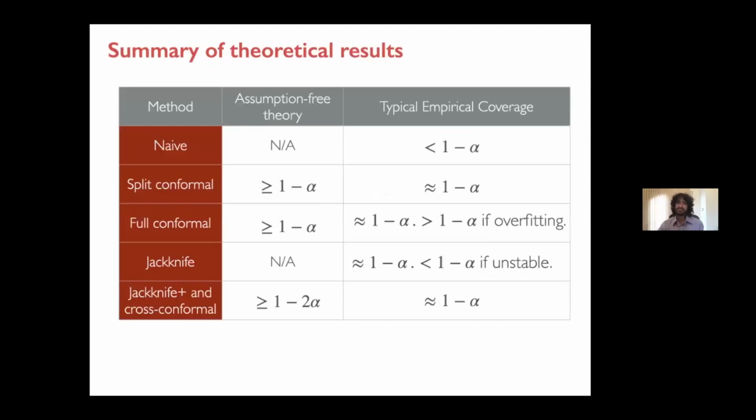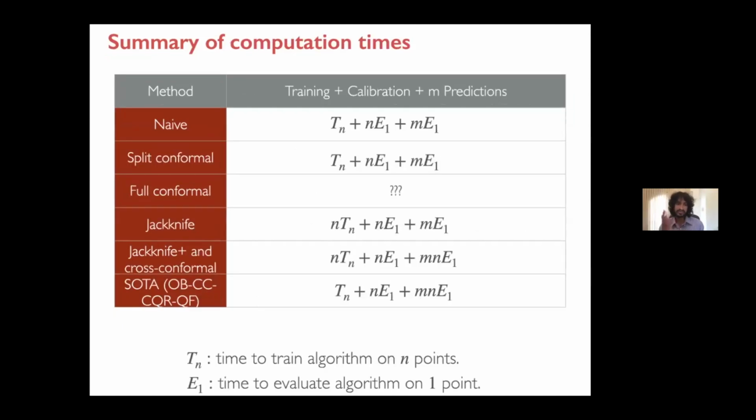Here's a quick summary of the theoretical results. The naive methods have no assumption-free coverage, and they have bad empirical performance. Split conformal gives you theory and good empirical coverage. Full conformal gives you theory, but overfits sometimes if it's a very powerful regressor. Jackknife has no assumption-free theory, but often gives you 1 minus alpha in practice, but smaller if unstable. Jackknife Plus gives you 1 minus 2 alpha in theory, but 1 minus alpha in practice. And here's a summary of computation times, but I won't go through them.